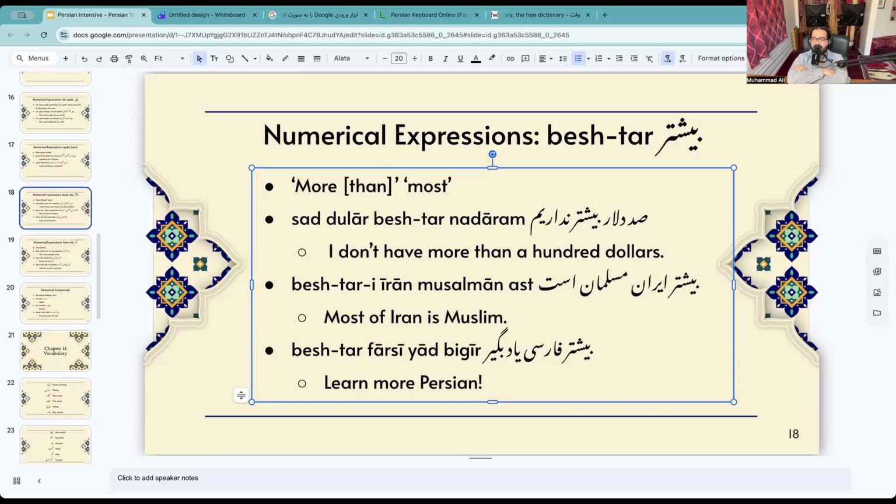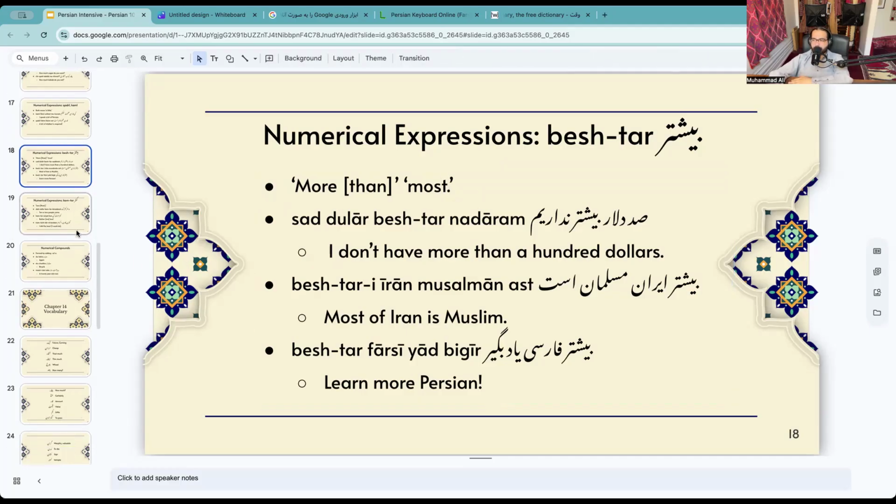So we have بیشتر ایران مسلمان است. بیشتر. فارسی یاد بگیر. More Persian learn. Learn more Persian. So it doesn't always mean more than. That's why the than is in parentheses.